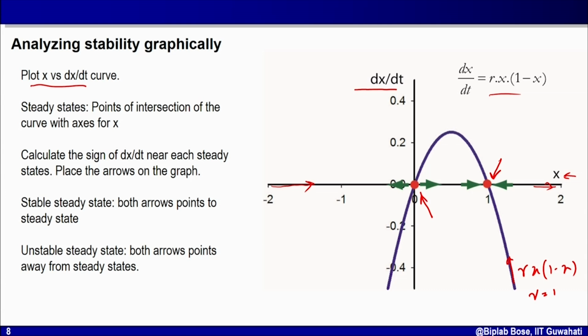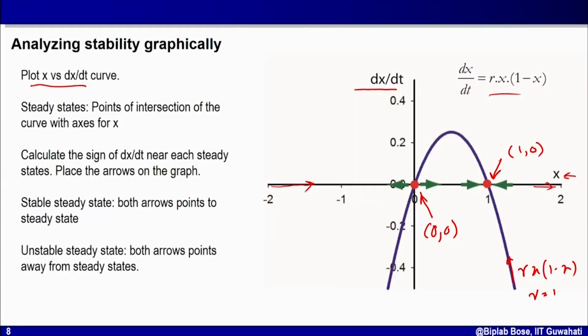And you can see easily this first intersection point, this one is nothing but 1, 0. 1 is the value of x and 0 is the value of dx/dt. The other intersection point is at 0, 0. When x equal to 0, dx/dt is also 0. So just looking at this graph, I can identify the number of intersection points where the ODE, the curve representing the ODE, is intersecting the axis for x, and those are my steady states.